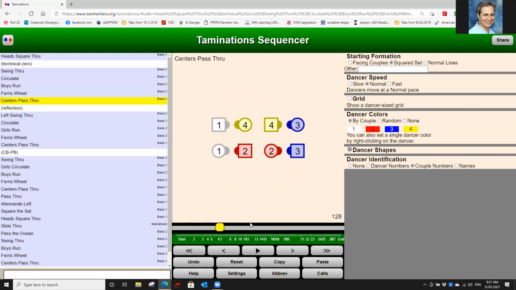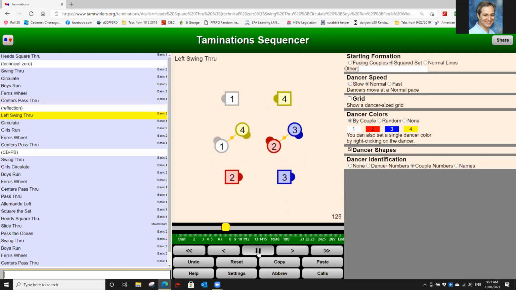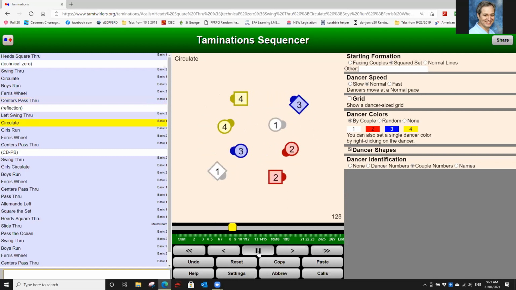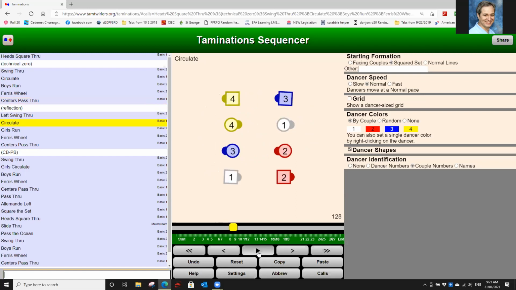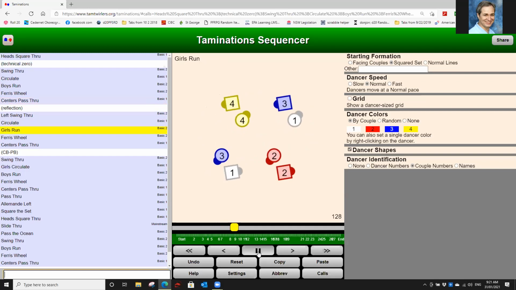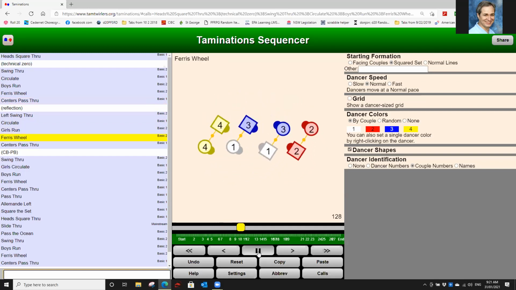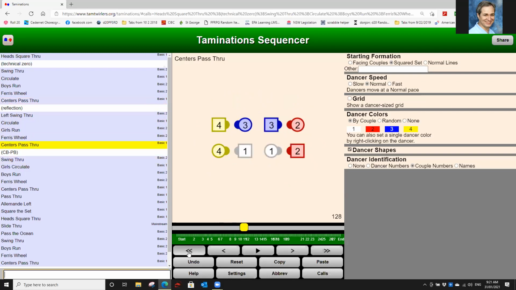So then the next thing was the left-handed version. Yep, the reflection. So now with the left-handed version, we expect to just come back to these same people. Do a left swing through. Girls run. You did a circulate in there first. Oh, okay. Circulate, then we won't come back to the same people. Girls run. Ferris wheel. Centers pass through. And since that's also a technical 0, we're back to inverting the role, the heads and sides again. So the heads started out on the outside before, and now they're on the inside. Sides started on the inside, unpaired, and now they're paired on the outside.